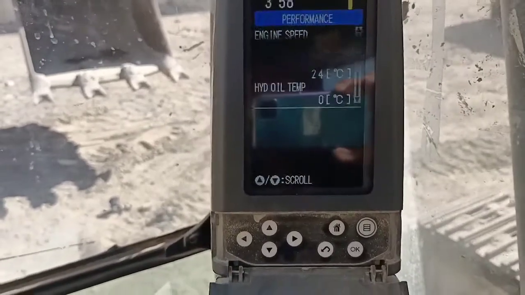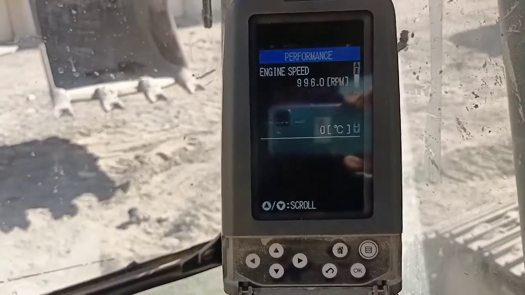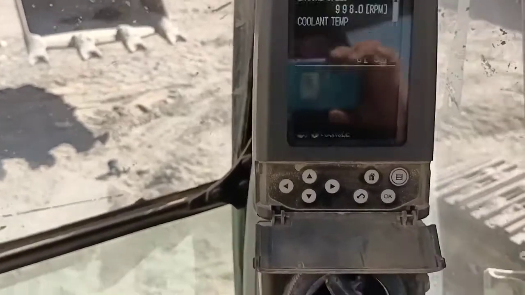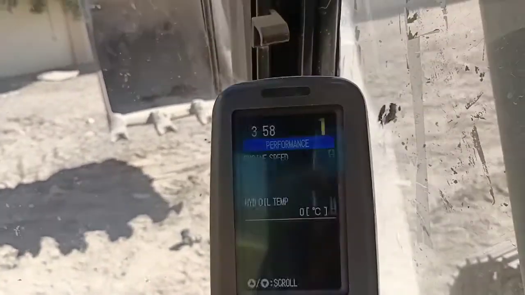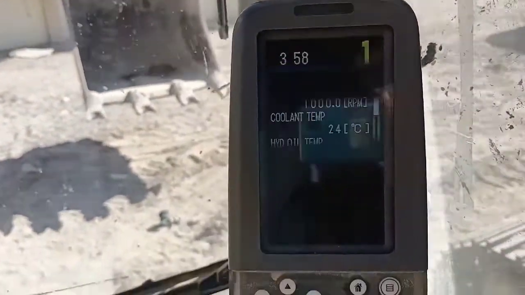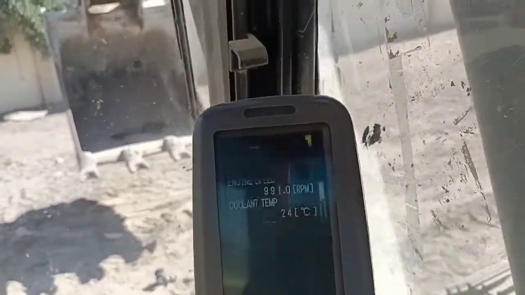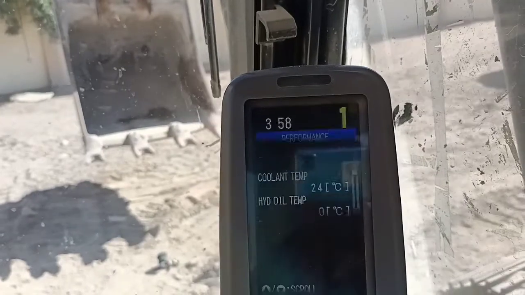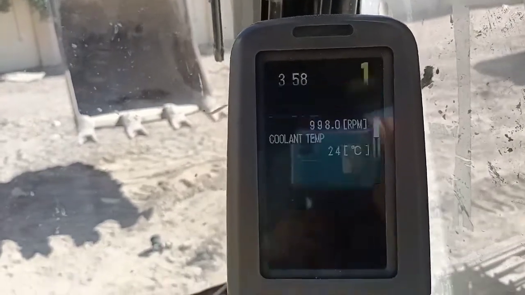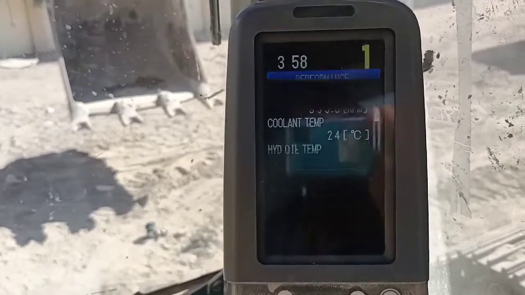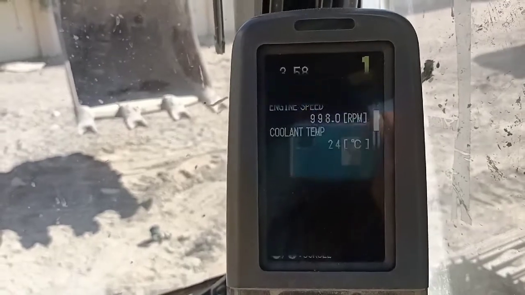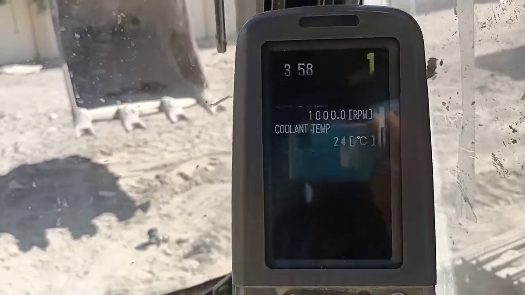If the machine can start, or the machine is running, but the reported problem is low power, how can you understand whether it is an engine problem or a hydraulic system problem that is the reason for the low power?